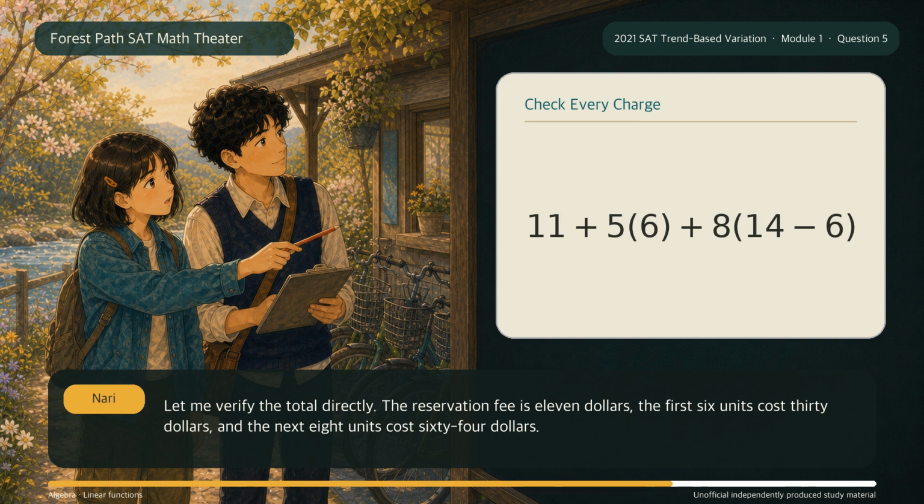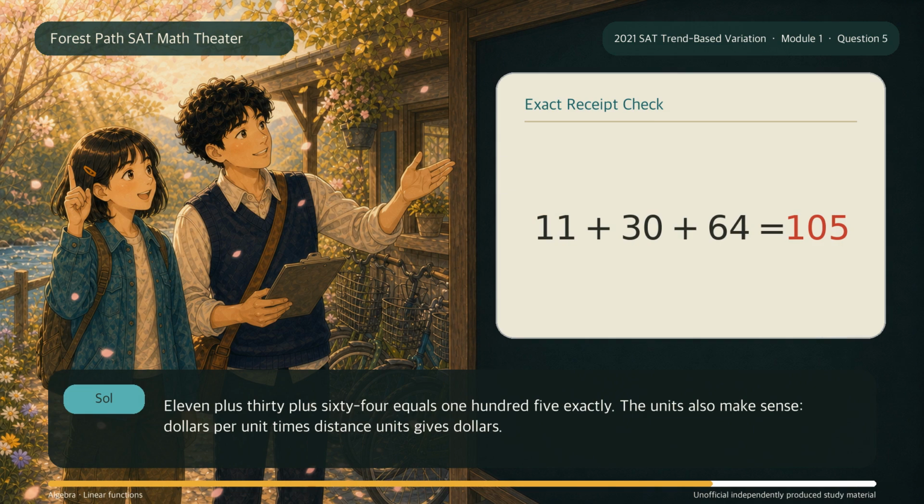Let me verify the total directly. The reservation fee is $11. The first 6 units cost $30, and the next 8 units cost $64. 11 plus 30 plus 64 equals 105 exactly. The units also make sense. Dollars per unit times distance units gives dollars.